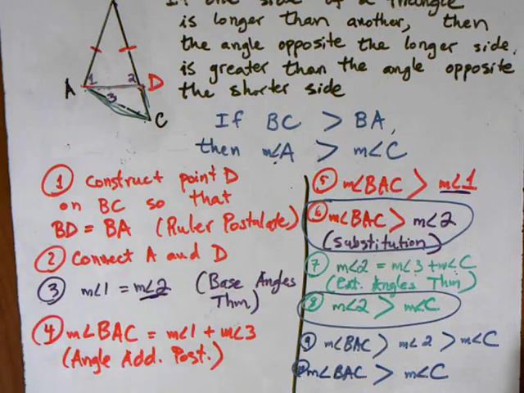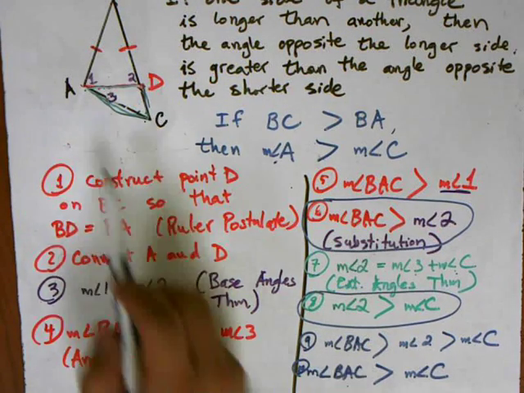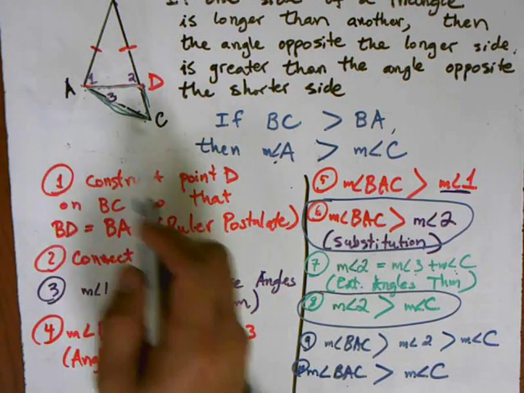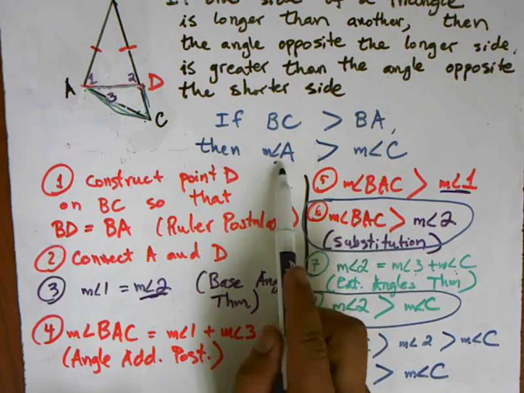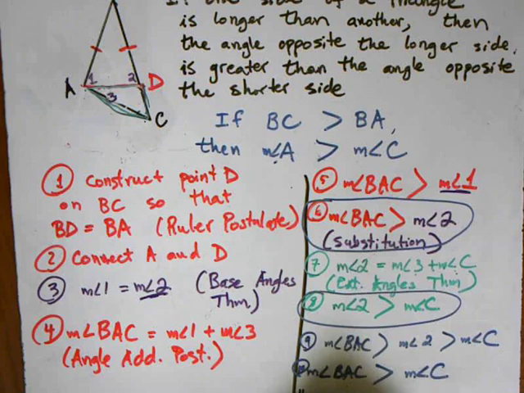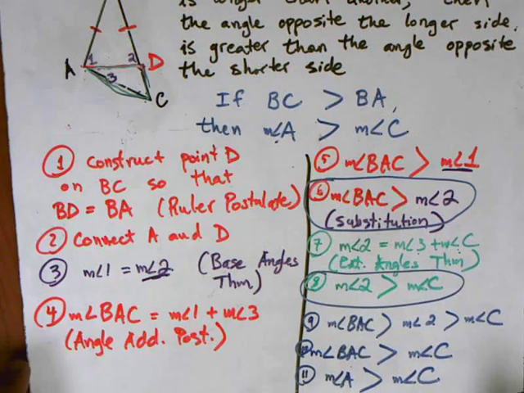Okay. But notice here that BAC is the same thing as angle A in the picture here. We just drew some other stuff in there, but angle BAC is the same thing as angle A. So then I can just write in my last statement here, the measure of angle A is greater than the measure of angle C. Let me move this up so you can see it correctly. And there it is. That's the end of my proof.